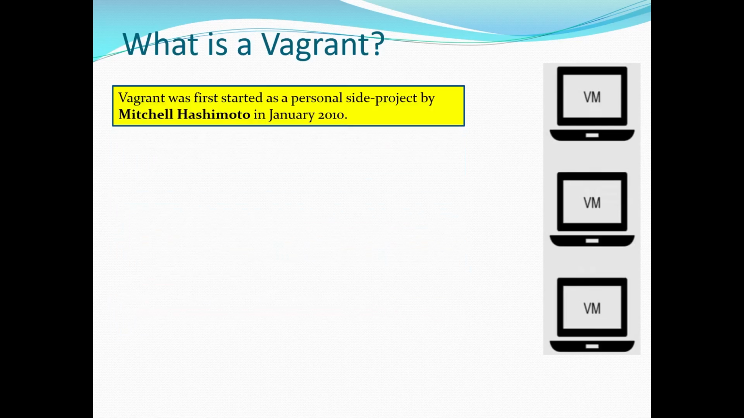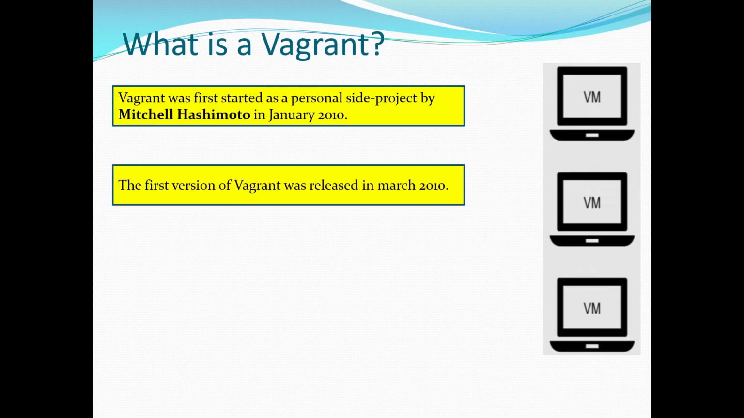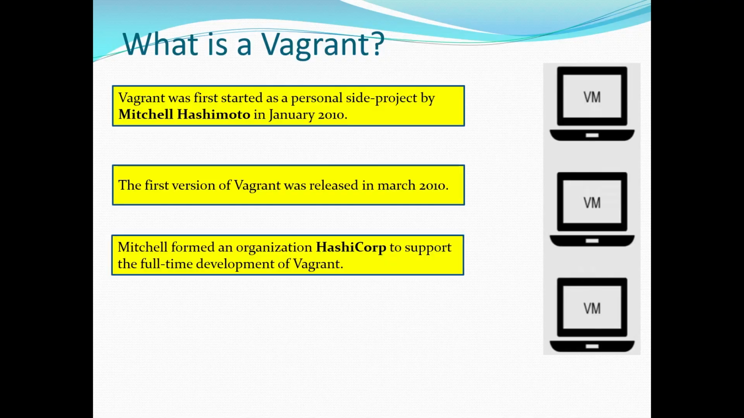Vagrant was first started as a personal side project by Mitchell Hashimoto in January 2010. Some important points about Vagrant: the first version of Vagrant was released in March 2010. Mitchell formed an organization called HashiCorp to support the full-time development of Vagrant. All the Ubuntu releases and Windows releases, we will download from the HashiCorp website only.